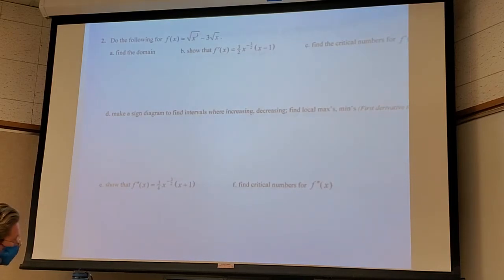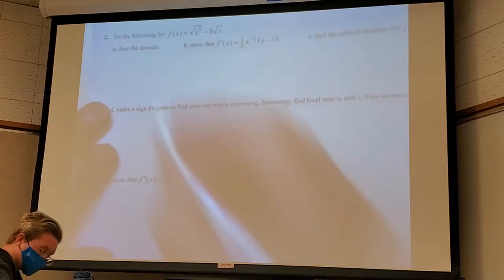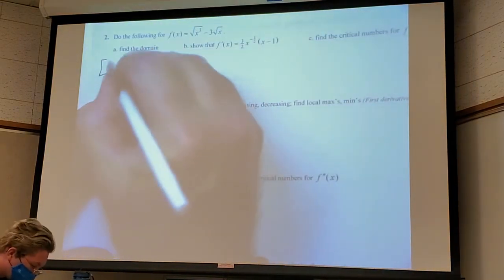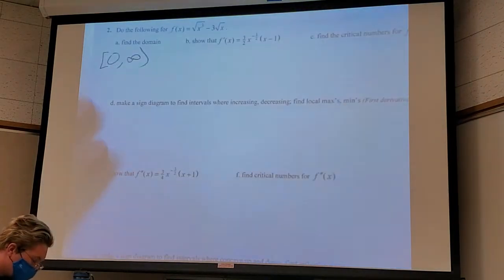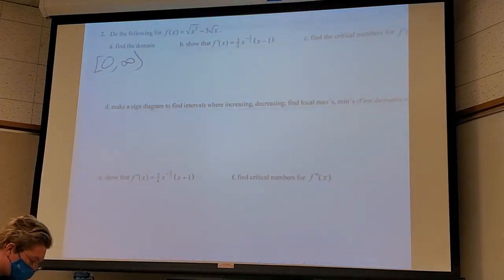Does anyone see the domain? Anyone see what the domain would be? 0 to positive infinity. Does it include 0? Yes, good. That will help us graph this thing, because now I know I don't have to care about below 0. It's not going to show up.